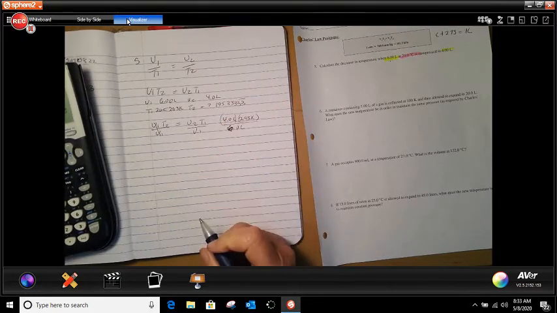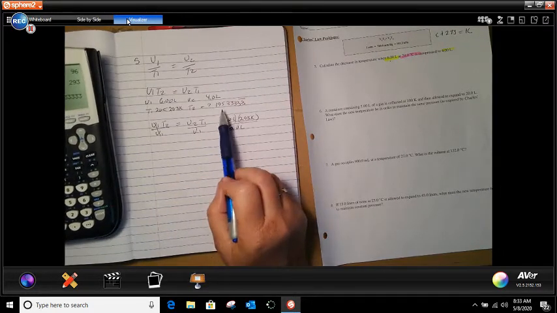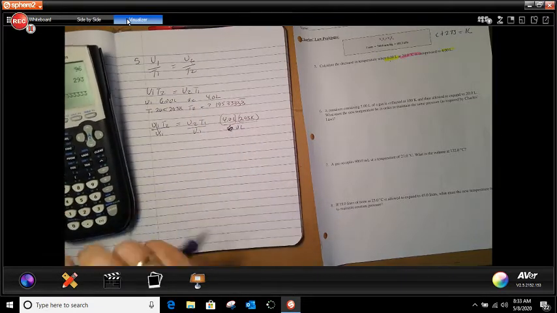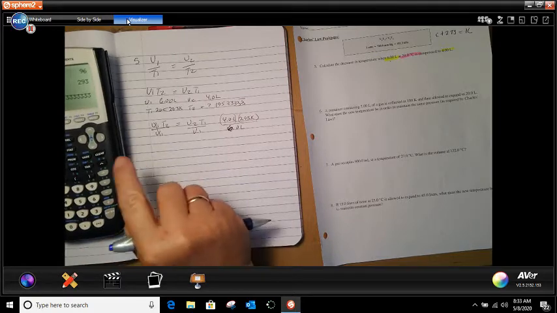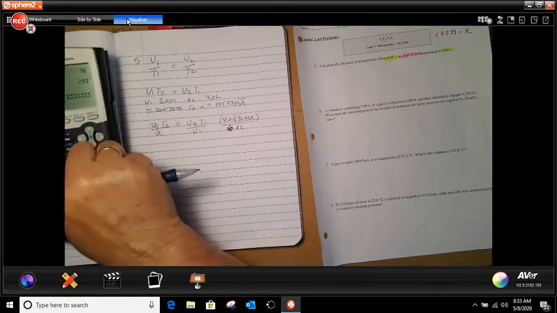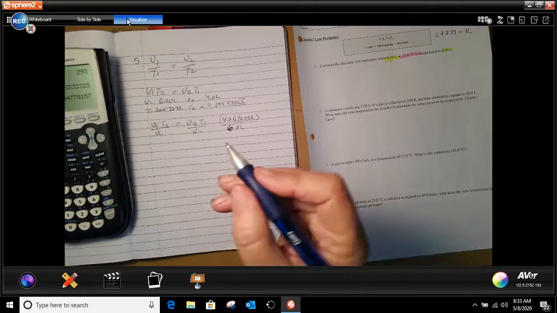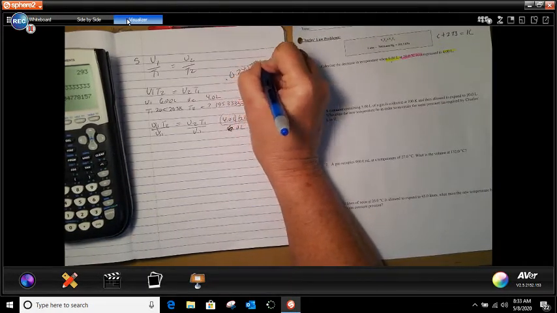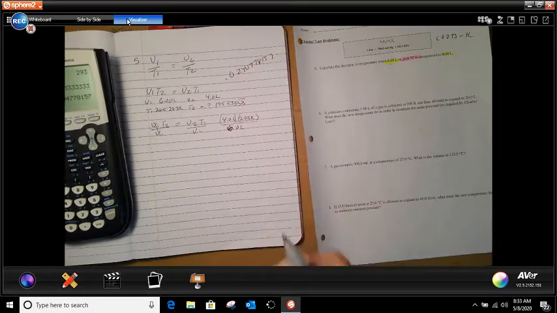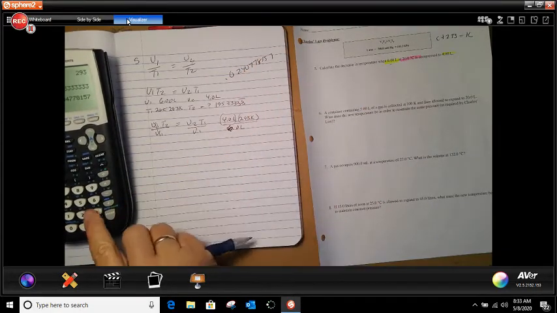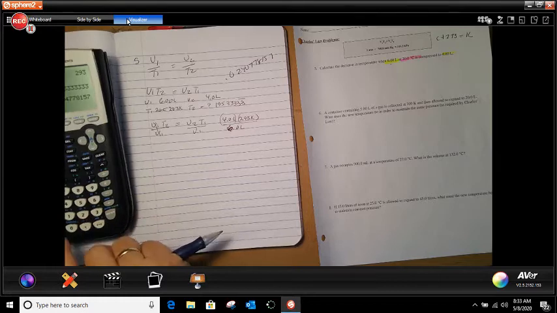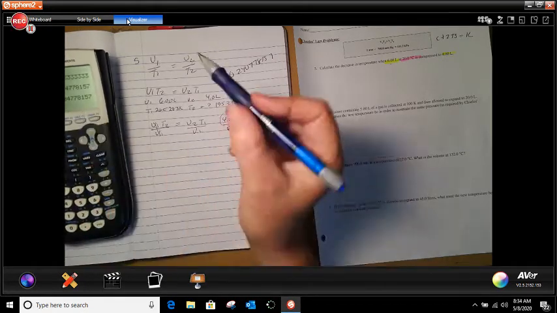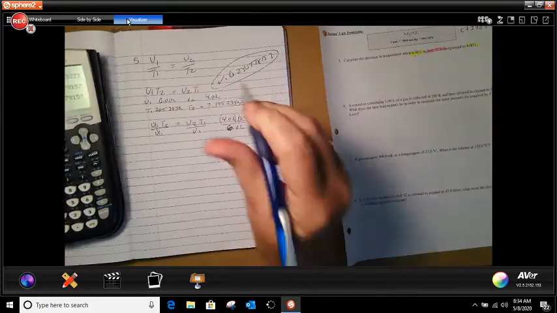195.3333 repeating. Okay, so what I'm going to do is put it back in this equation. My V2 is 4.0, and I'm going to divide that by my second answer, and I'm going to get 0.024077857. Then I'm going to take my 6.00 and divide that by 293. I get the same answer, so that's my check answer.